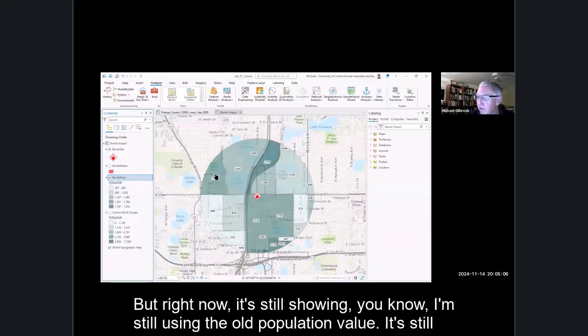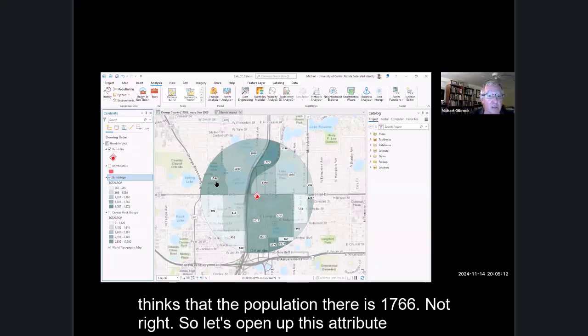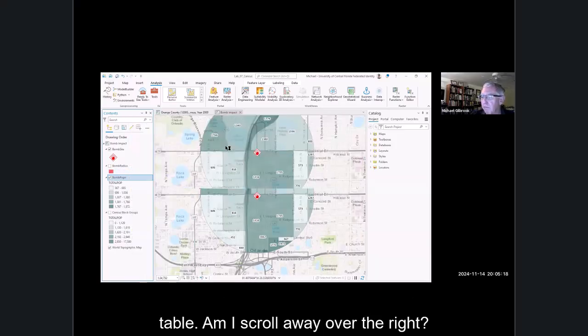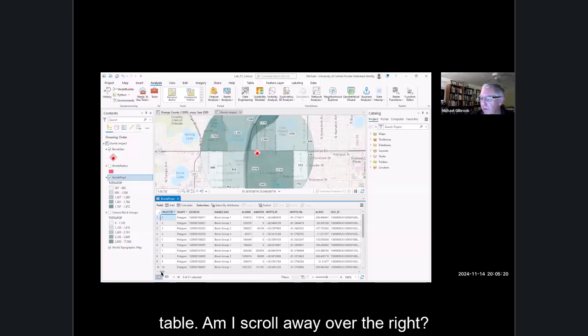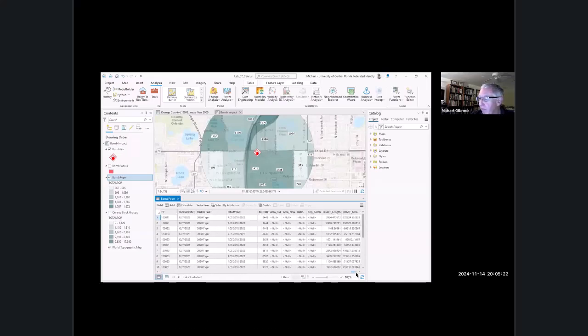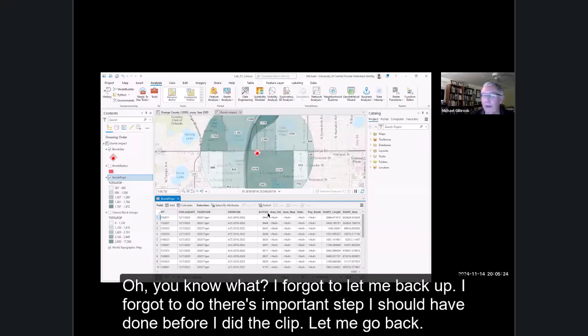But right now, I'm still using the old population value. It still thinks that the population there is 1766. Not right. So let's open up this attribute table. If I scroll way over to the right, oh, you know what? Let me back up. I forgot an important step I should have done before I did the clip. Let me go back.